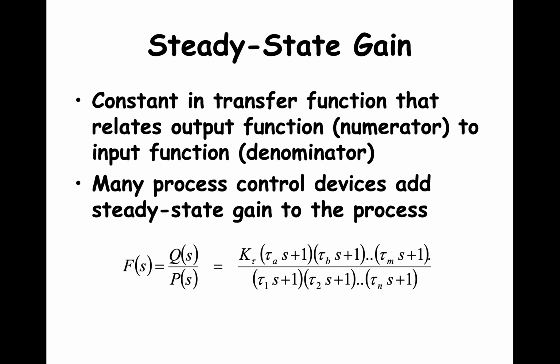Both the pole zero form and the time constant form had k terms, which we called the steady-state gain terms. One way of thinking about the gain is to think about the transfer function as an amplifier, and the steady-state gain is how much the transfer function amplifies the input function to produce the output function. Many process control devices add some gain to the process.